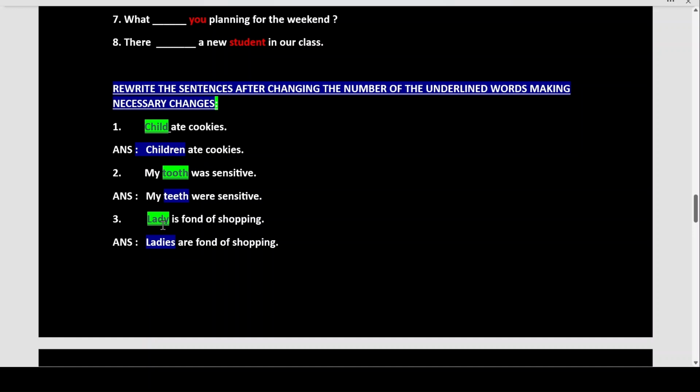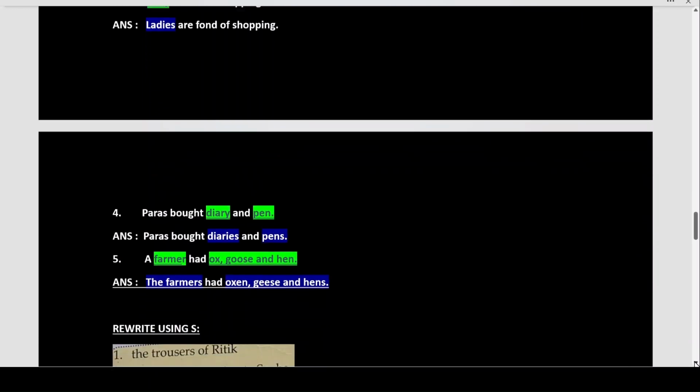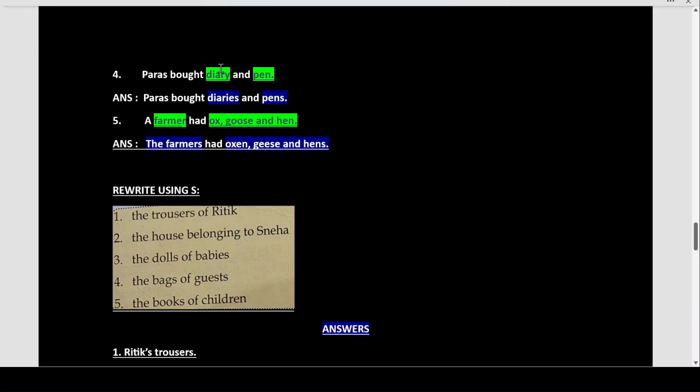Lady is fond of shopping. Lady is, because lady singular is also used for singular subjects. So when we change lady to ladies, ladies are fond of shopping. Paris bought diary and pen. So diary becomes diaries. Can you see the change in spelling? Any word which ends in Y, when it is made into its plural, Y is replaced by IES. So diary becomes diaries and pen becomes pens. Paris bought diaries and pens. Next, a farmer had ox, cows, and hen. The farmers had oxen, cows, and hens.